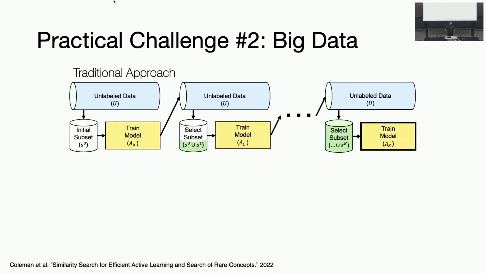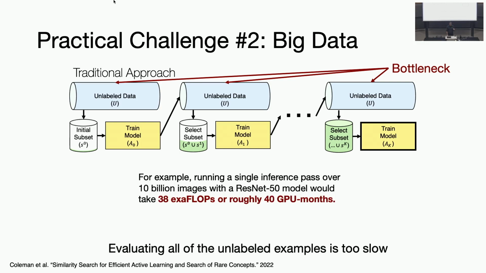So when we think about this challenge of having these massive unlabeled data sets where the thing that we care about only represents a very small fraction of that, now we get into the second bottleneck, which is just processing all of the unlabeled data. As an example of how computationally expensive this can be, when I was at Facebook, we were working with 10 billion images, which were roughly collected over a 2-week span. And just to run a single inference pass with a ResNet 50 model over 10 billion images took close to 40 exaflops of computation, or about 40 GPU months using P100 GPUs, which is massive.